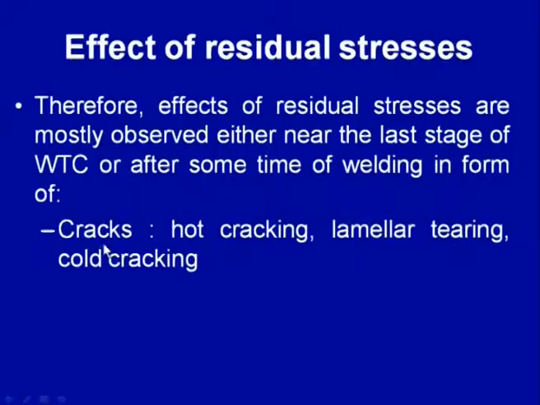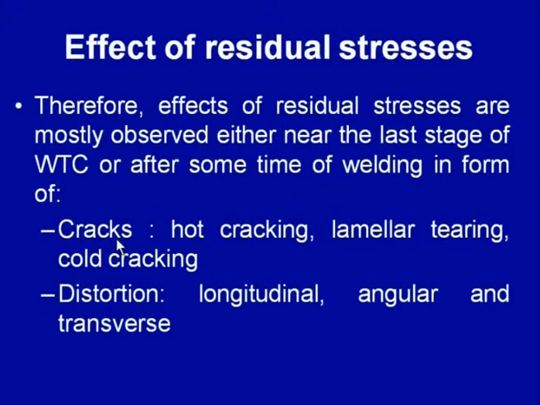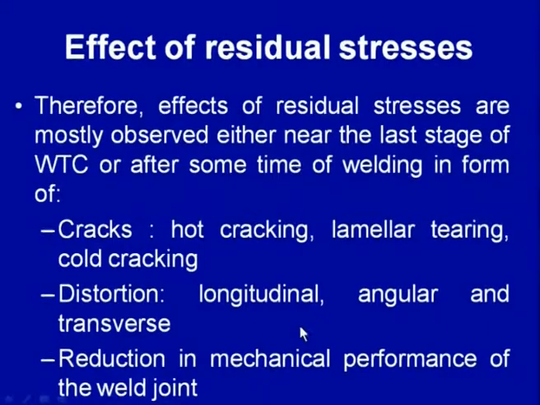For example, cracks are developed because of the presence of excessive tensile residual stresses, or the weld joint tends to distort from its shape in the form of longitudinal, angular and transverse directions. So, the distortion can be longitudinal, angular or transverse type, and further it affects the mechanical performance of the weld joint.